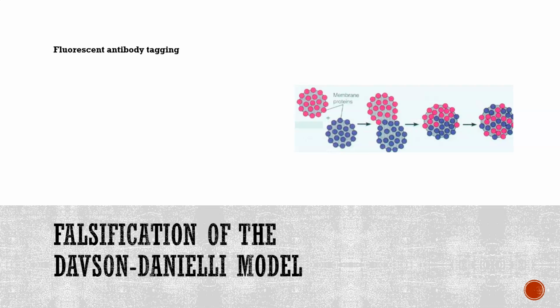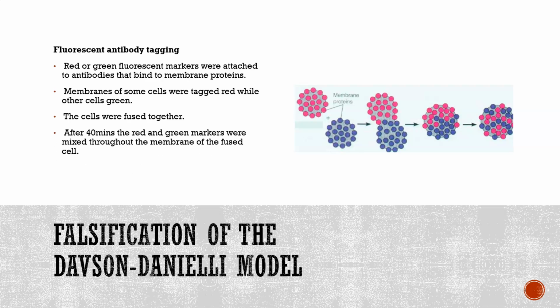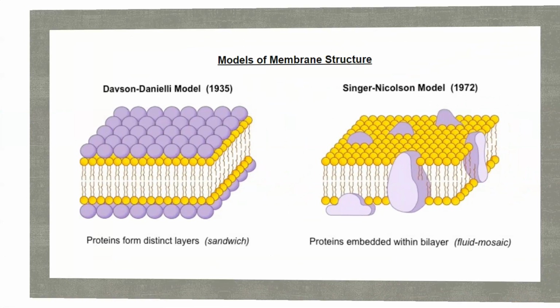Then, after our freeze etching, we also had fluorescent antibody tagging. So this also proves the falsification of this model. So red or green fluorescent markers were attached to antibodies that bind to membrane proteins. The membranes of some cells were tagged red, while other cells were tagged green. The cells were fused together, and after 40 minutes, the red and green markers were mixed throughout the membrane of the fused cell. This showed that the proteins were free to move within the membrane and not fixed just to the outer layer.